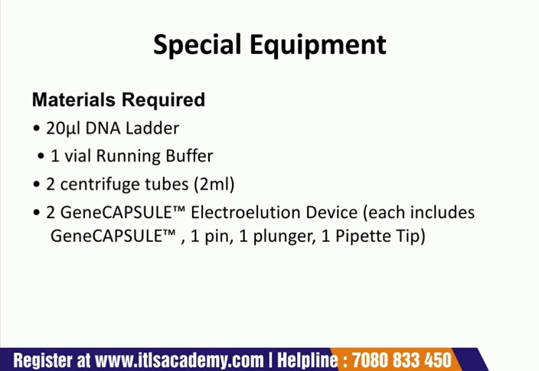The materials required for the process will be 20 microliter DNA ladder, 1 vial running buffer, 2 centrifuge tubes of 2 ml, and 2 gene capsule electroelution devices. Each includes a gene capsule, 1 pin, 1 plunger, and 1 pipette tip.